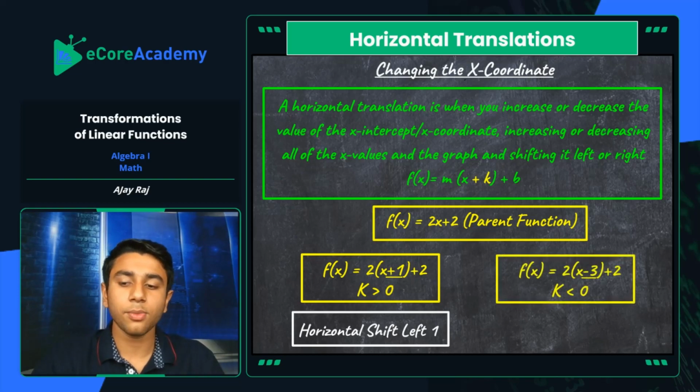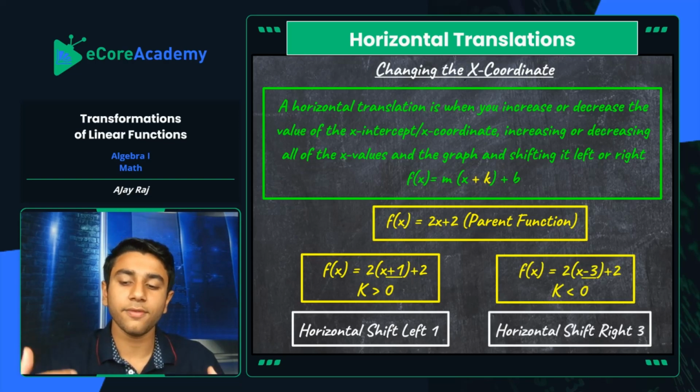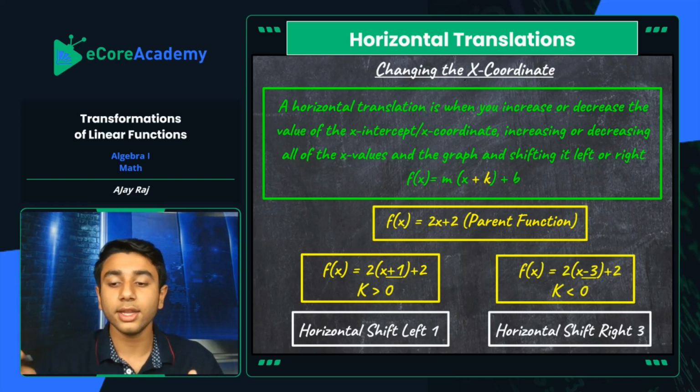And then on the right-hand side, we're going to use x minus 3 as our other example. This is for any values that are less than 0. When you have a value that's less than 0 added to your x, it's going to be a horizontal shift to the right. So this time you're going to be moving rightwards 3. And when you're adding 1, you're going to be moving leftwards 1.